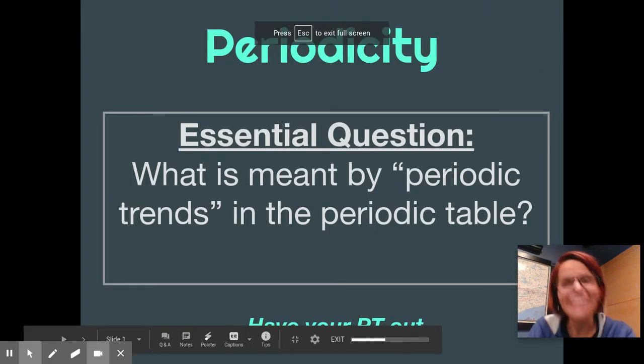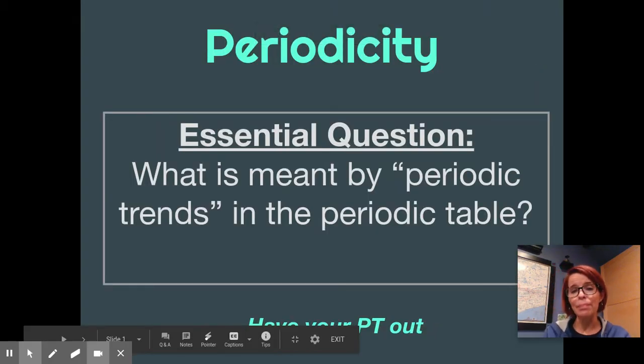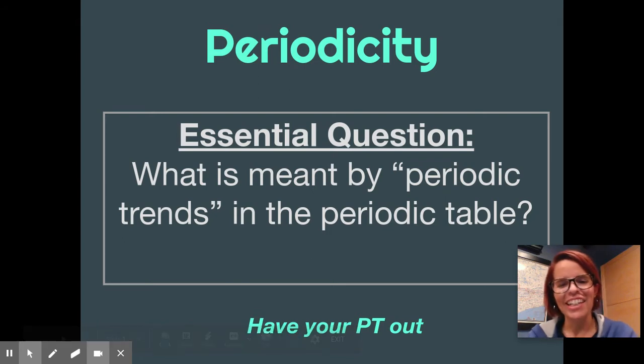All right, hi everybody. We're going to talk about periodicity today. So the question that we're going to try to answer is, what is meant by periodic trends in the periodic table? Why is the periodic table called a periodic table? Why isn't it just called the table of elements? So what does that idea of periodicity mean?